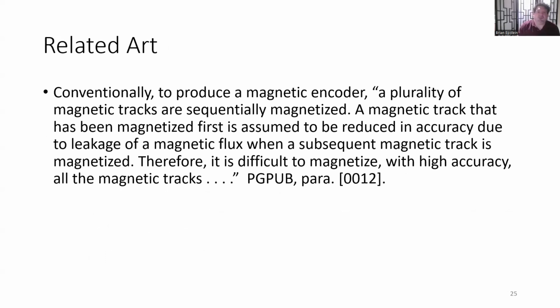So conventionally, to produce a magnetic encoder, a plurality of magnetic tracks are sequentially magnetized. A magnetic track that has been magnetized first is assumed to be reduced in accuracy due to leakage of a magnetic flux when a subsequent magnetic track is magnetized. Therefore, it is difficult to magnetize with high accuracy all of the magnetic tracks.